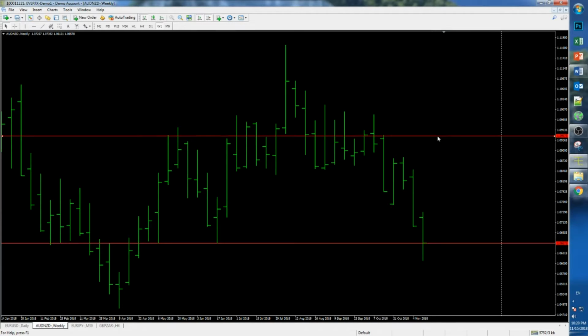So we are adding a new resistance. It should be right about here. The price did break up. Probably it was a fundamental event. Probably it was interest rates. Since we are on AUD, New Zealand dollar, it was most definitely interest rates. If we take the date here, it's 12 August, so most definitely.